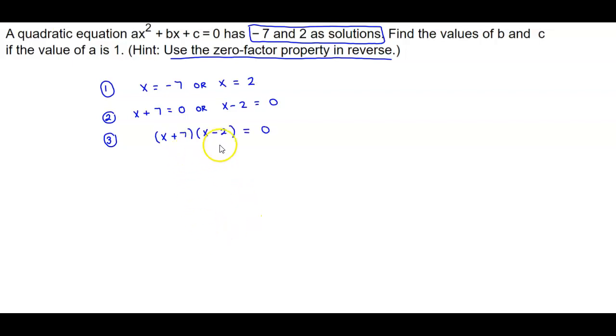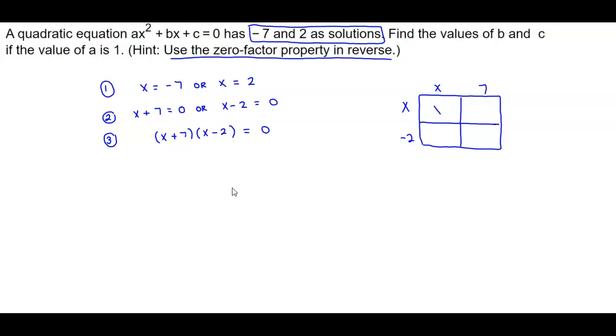So in order to put it into this form, we need to multiply those together. Over here to the right, we're going to use the box method to multiply these two. So we have x plus 7, and then we're multiplying it by x minus 2. So we have 2 rows and 2 columns.